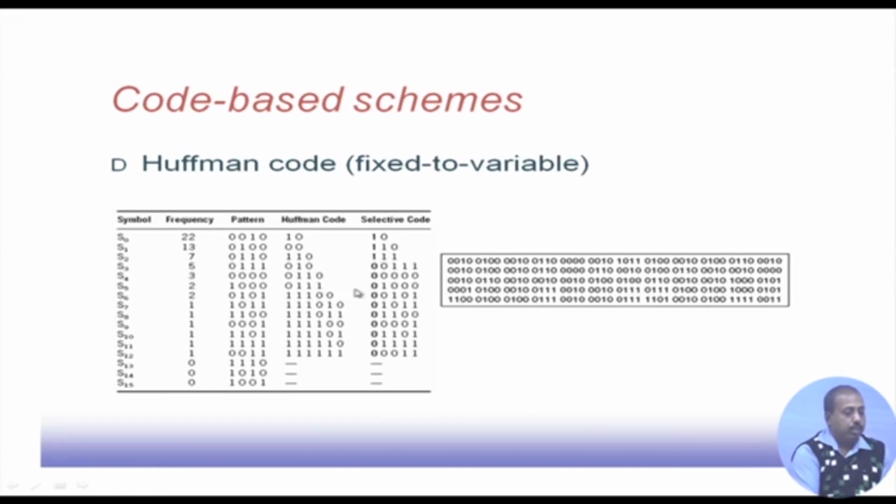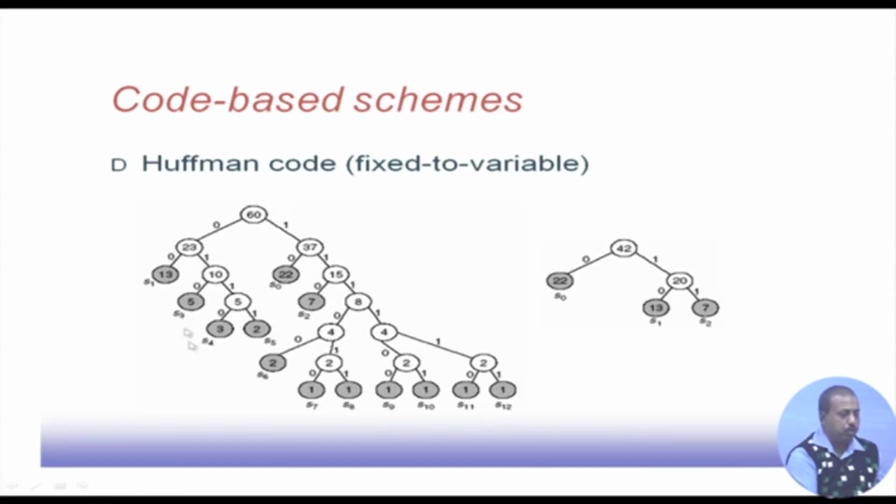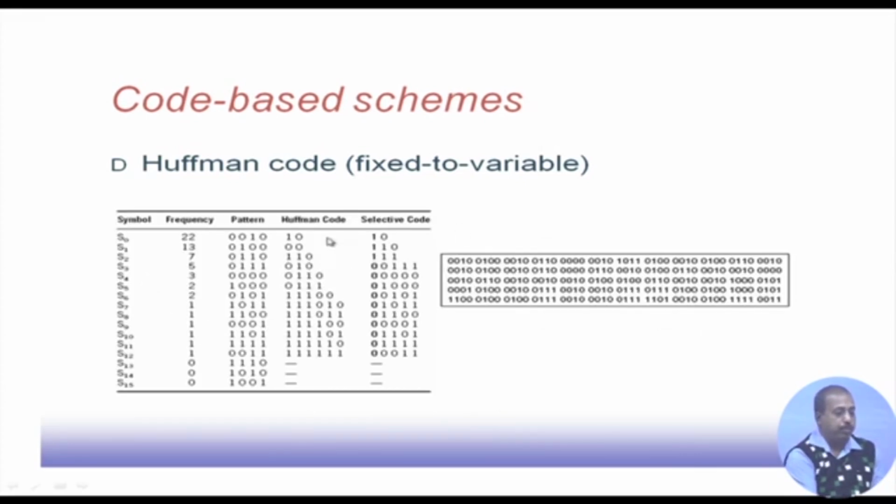So, this way this coding works. For all these entries, we have to store this big tree in the decoder, and the decoder will follow this tree to find out the actual pattern that it needs to construct from the code that is transmitted. That is known as the Huffman code.